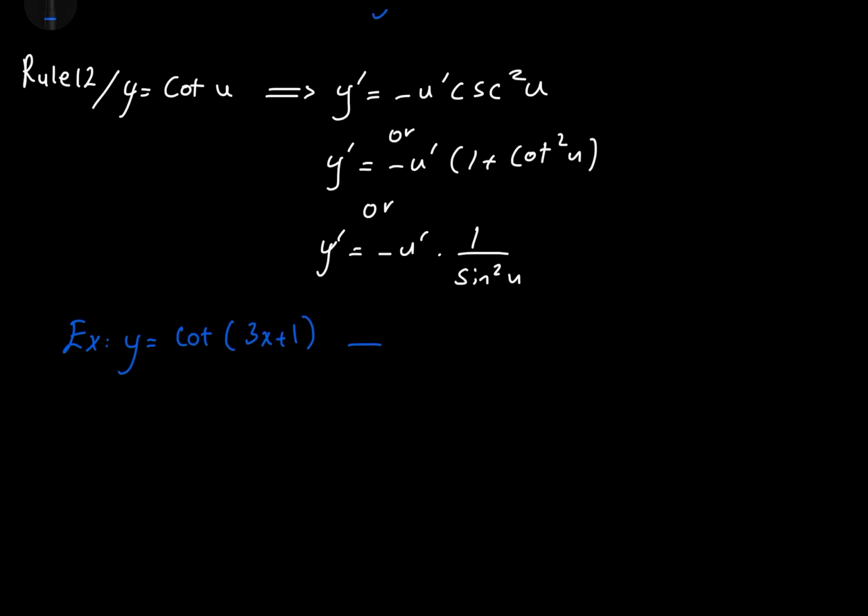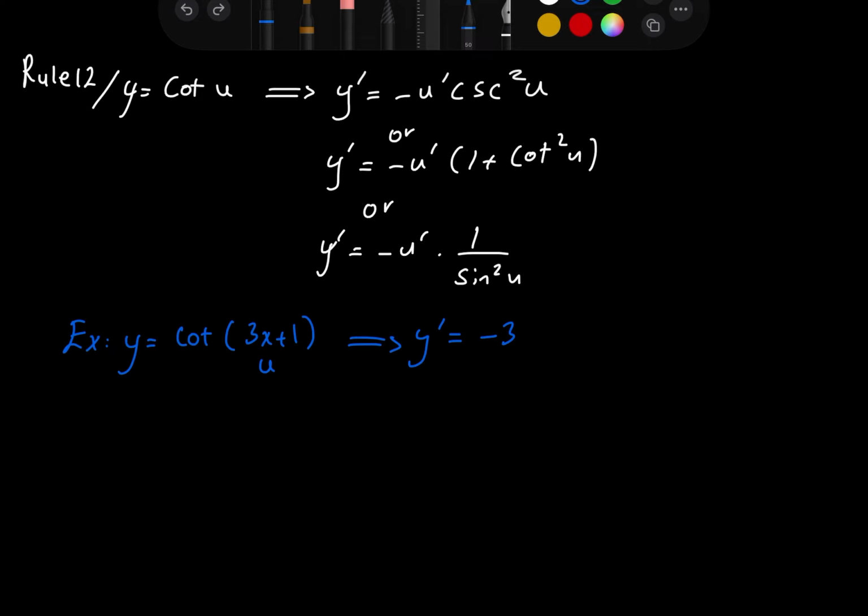In order to take the derivative of this, y prime is simply going to be, you take the derivative of u, which is just u prime. But since it's negative u prime, you have to write negative (3x + 1)', which is negative 3, plus the derivative of 1, which is just 0. So just negative 3 times cosecant square of the original function, which is 3x plus 1.